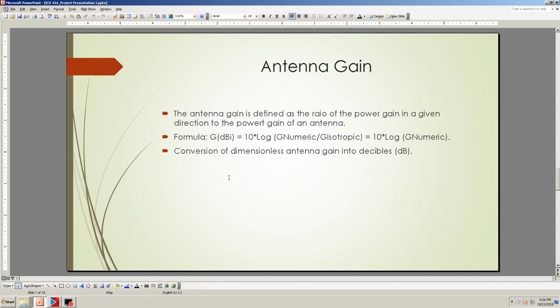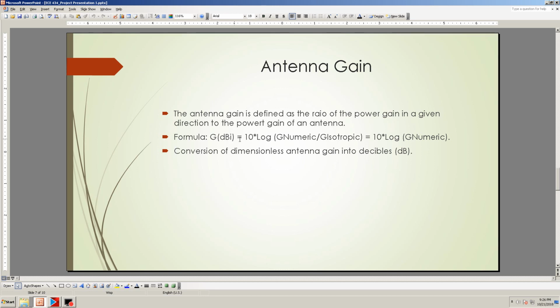So, antenna gain. The antenna gain is defined as the ratio of the power gain in a given direction to the power gain of the isotropic antenna. It is expressed as the following equation, which is this one right here. Based on this formula, just by observation, you can tell that the isotropic gain that you see here has an inverse relationship within the formula of the gain in dBi, because if we increase the isotropic gain of an antenna, this would decrease the gain.